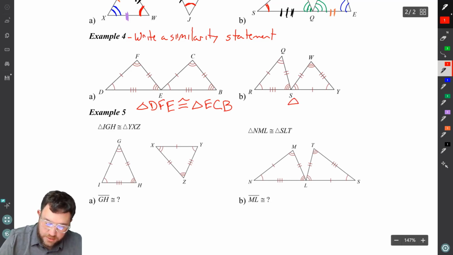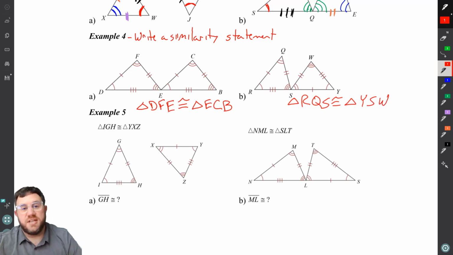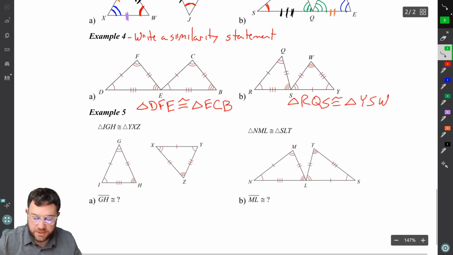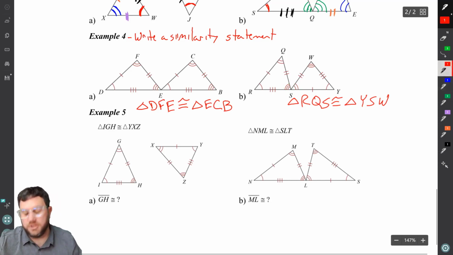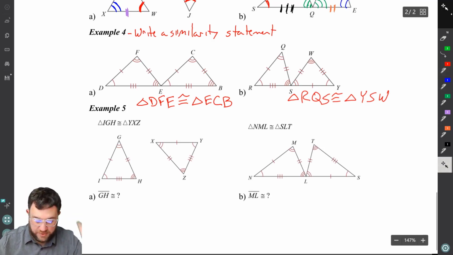For B, R has 1 mark, Q has 2 marks, and S has 3 marks. On the other triangle, Y has 1 mark, S has 2 marks, and W has 3 marks. Notice that even though S is part of both triangles, it doesn't correspond with itself. Because on this side it has 3 marks, on that side it has 2 marks. So just because the same letter is used in both doesn't mean it corresponds to itself. Be careful with that.